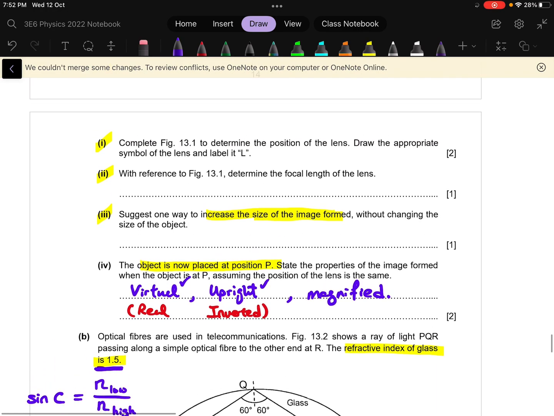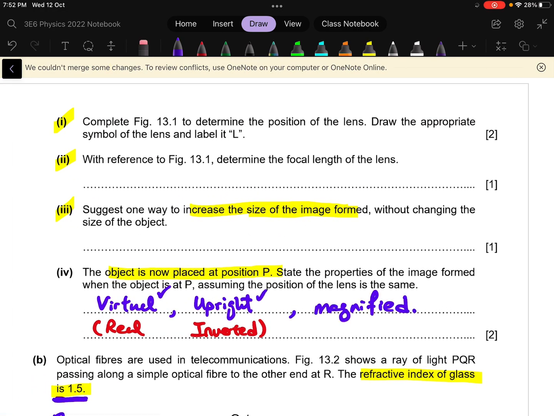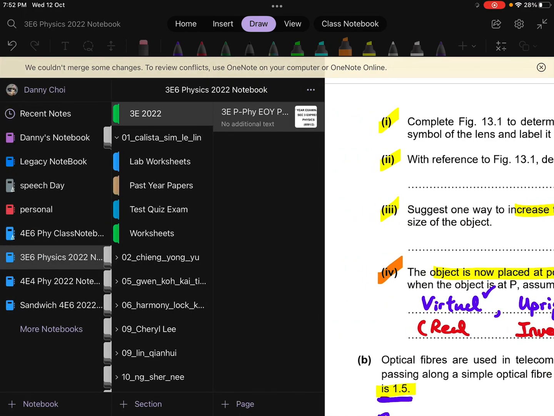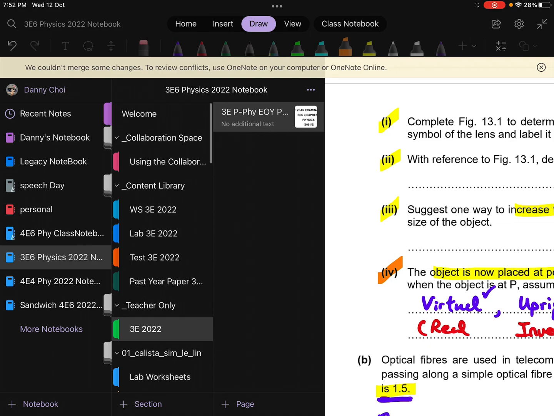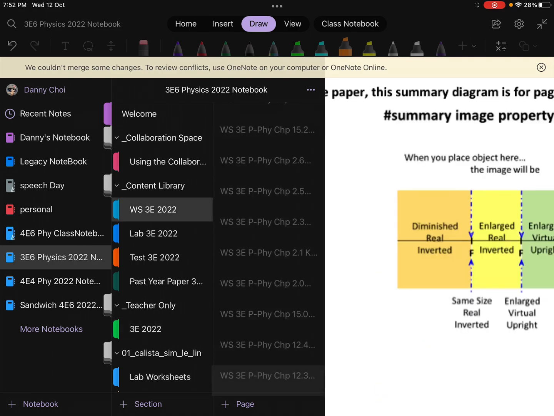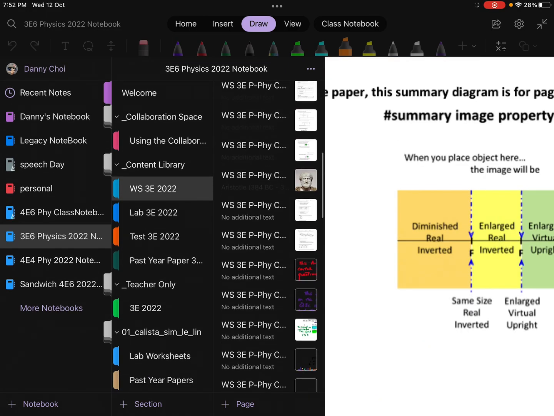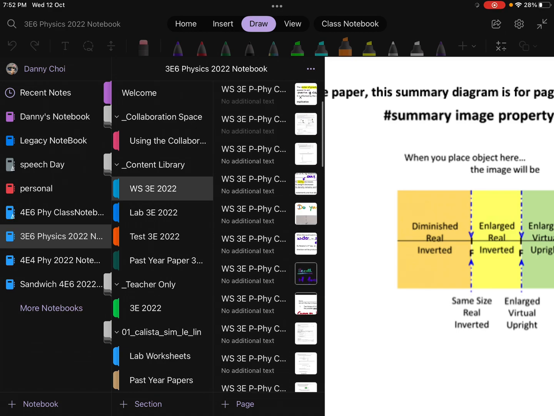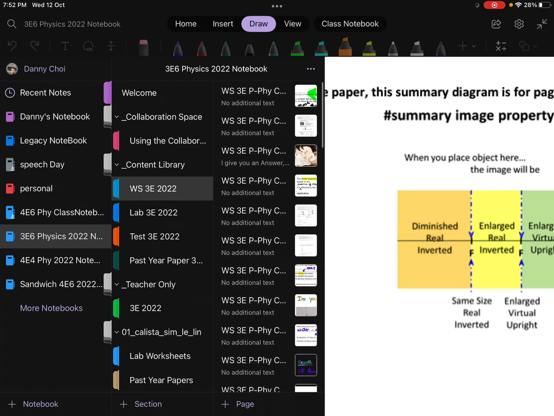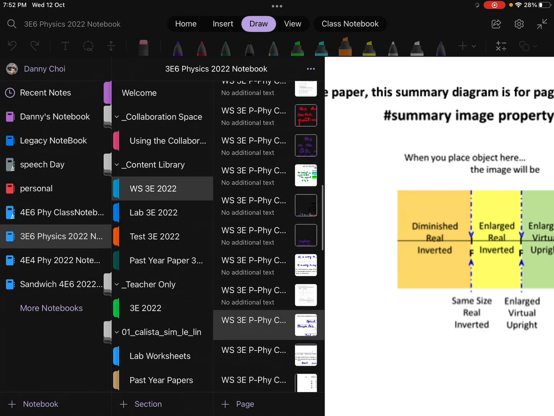So this has to do with your content knowledge. If you do not know the answer to this question, this video will not be a video that we kept for you. Go and read up on your notes. Okay, if I'm right, it should be under content library. I think it is under the light chapter. So you all need to go and look for it.